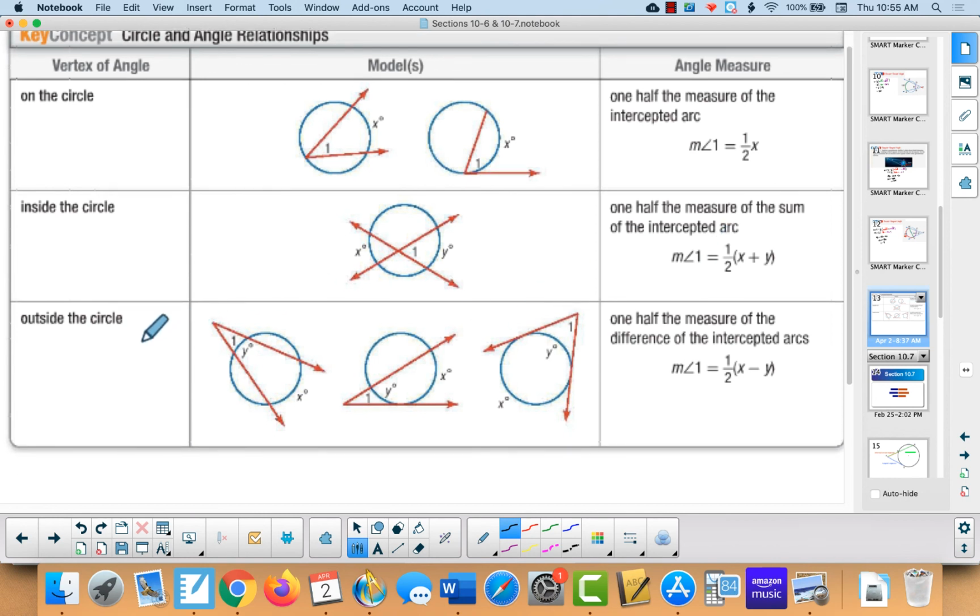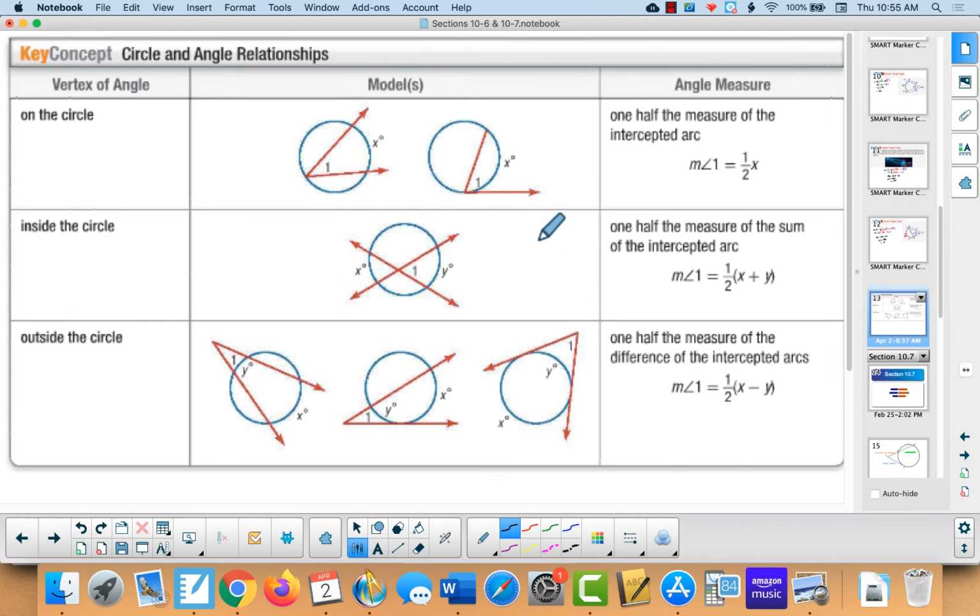When the vertex is outside the circle, your angle is going to be equal to 1/2 the difference of the two intercepted arcs. So again, anytime you are trying to find the measure of an angle that's related to a circle, figure out where its vertex is so you know what the formula is. Figure out what the intercepted arc or arcs are for that angle, and then plug those things into the formula and solve for the rest.